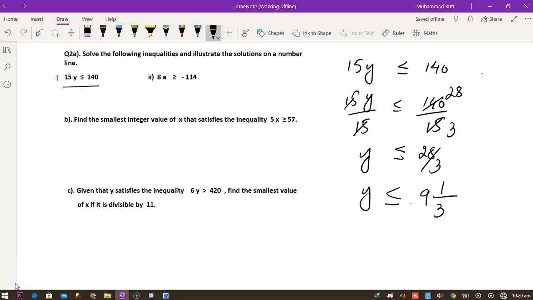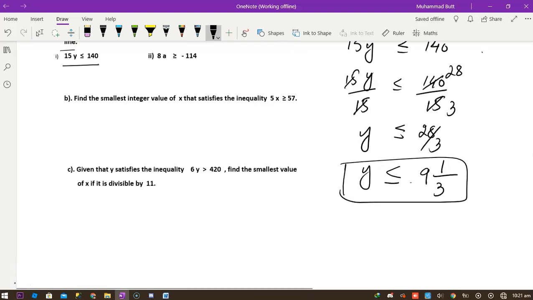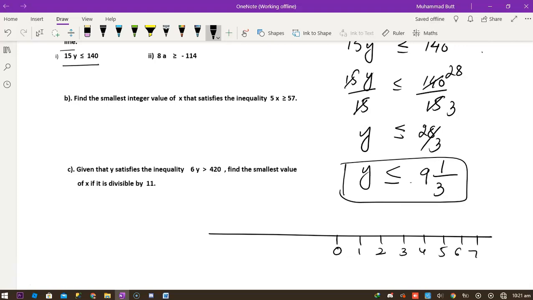Now, the question states that you have to solve the inequalities and illustrate the solutions on a number line. Now, you have to show this inequality, y is less than or equals to 9 whole 1 by 3, on the number line. So, what are you going to do? You are going to draw a number line first. A number line will be drawn over here. As we know that the positive integers are on the right hand side of the number line and negative integers are on the left hand side of the number line.